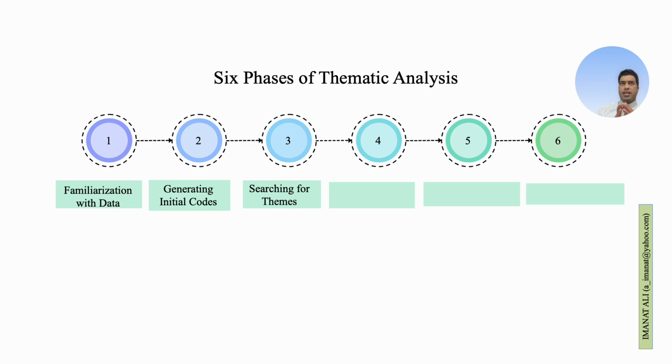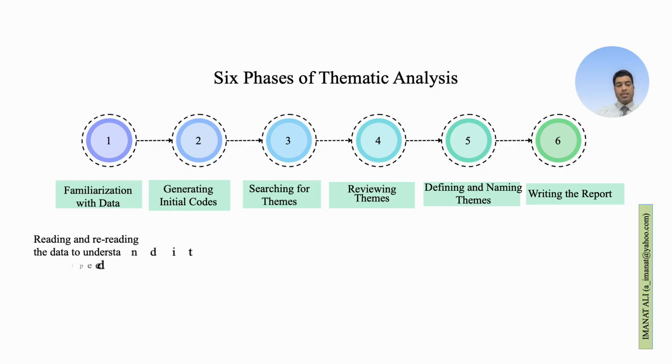For instance, I say AI is helpful in student learning. I should listen to all the student responses, convert the audio data to written data, and familiarize myself. The next step is generating initial codes: students say it helps in learning, in critical thinking, in brainstorming. Then searching for themes; we generate themes from the codes. Step 4, review themes. Step 5 is defining and naming themes, and finally writing the report.